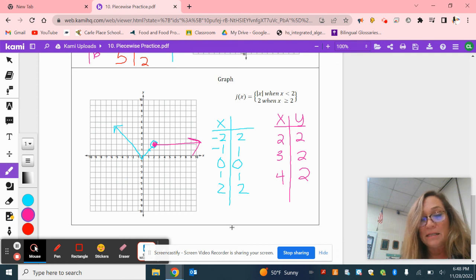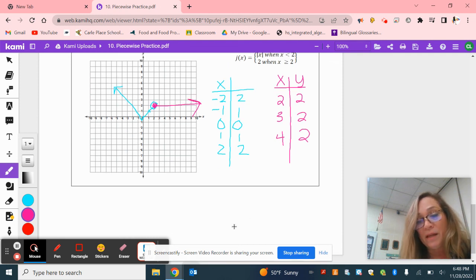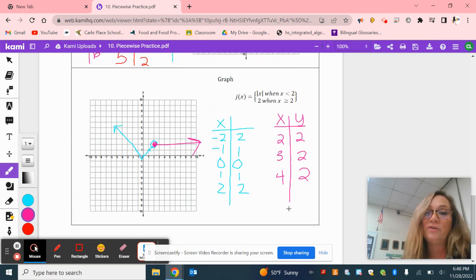You can practice this. Just Google it. There's plenty of practice on Delta Math, and you can also enter these on your graphing calculator, which I will show you in a different video.